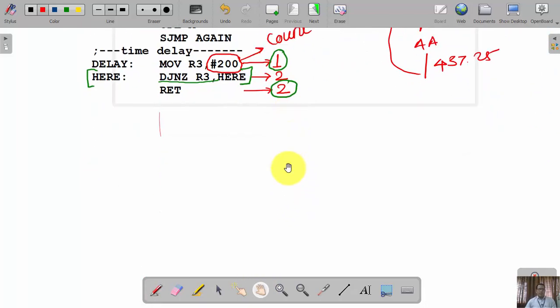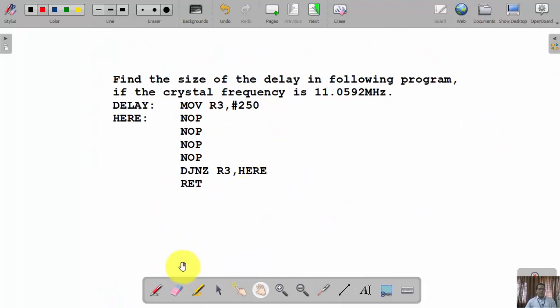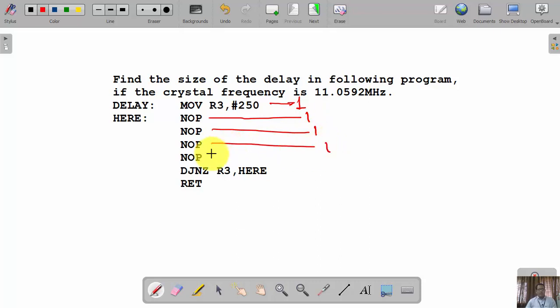Now let us go with one more program. Here some slight changes we have made, right? So instead of using DJNZ directly, I am going to put some NOP instructions. So first of all, whenever you are going to deal with any delay calculation, just find out how many machine cycles are required to execute each and every instruction. So for the first instruction, only one machine cycle. For NOP, 1. Again for NOP it is 1. For NOP it is 1. For NOP again it is 1. For DJNZ 2, and for RET 2.